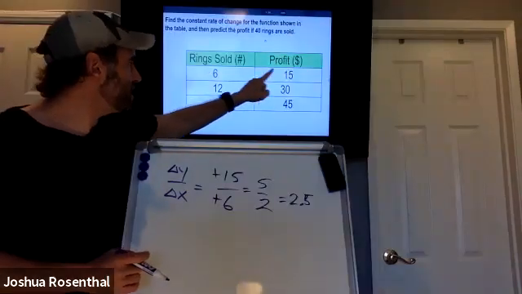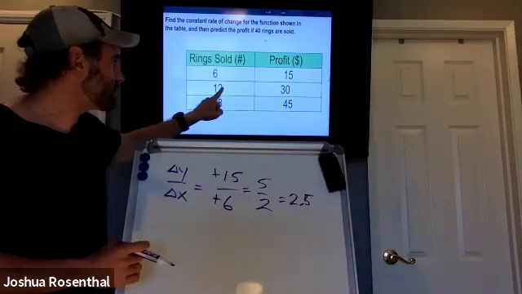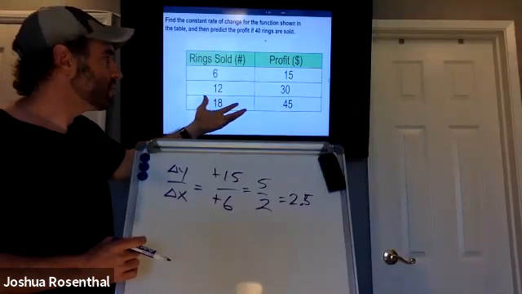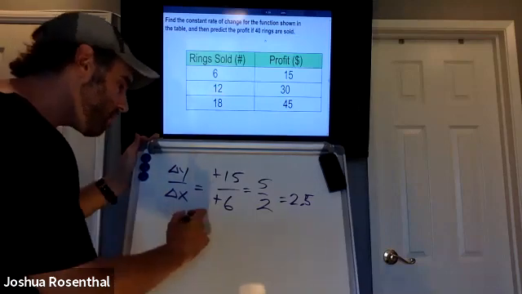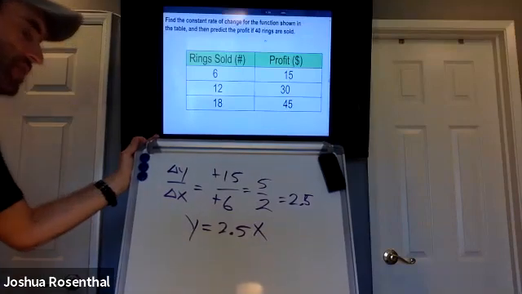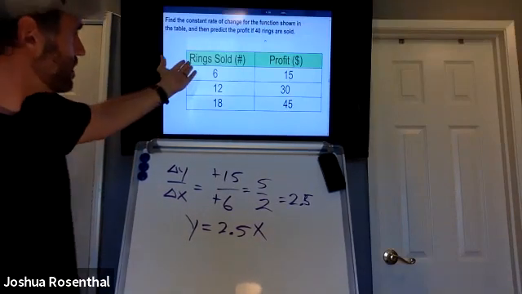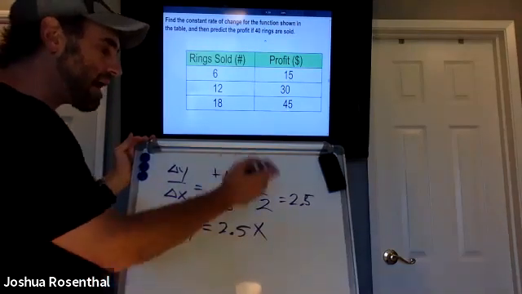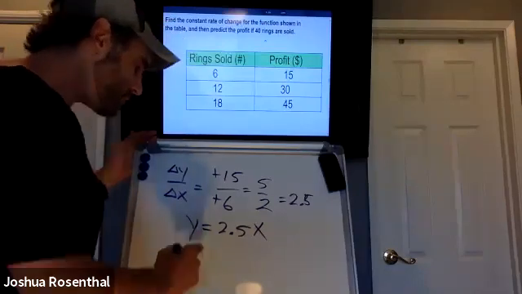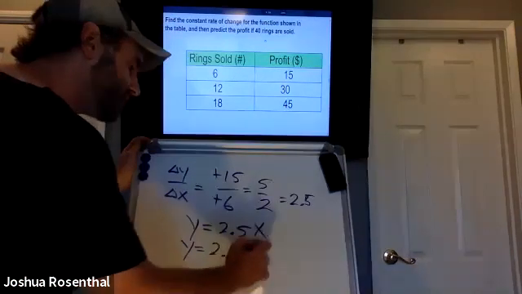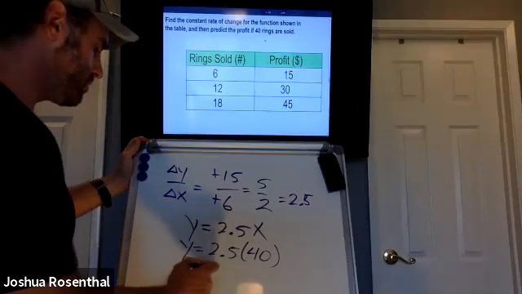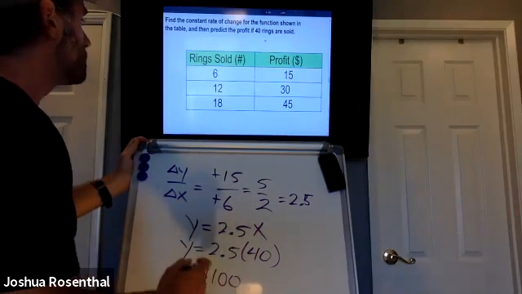Or you could have done 15 over 6. That's the same as 30 over 12. That's the same as 40. So it is proportional. It's direct variation. It's just going to be y equals 2.5x, where x is how many rings are sold. So you can just do 2.5 times whatever amount of rings you sold, and that will give you your profit. So this is just 2.5 times 40. That's 100. Your profit will be $100.